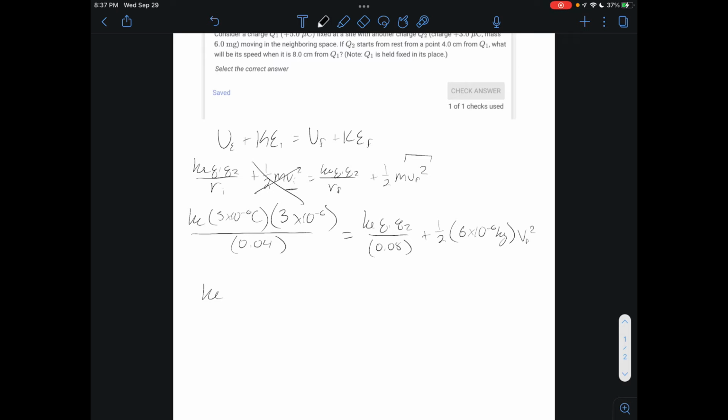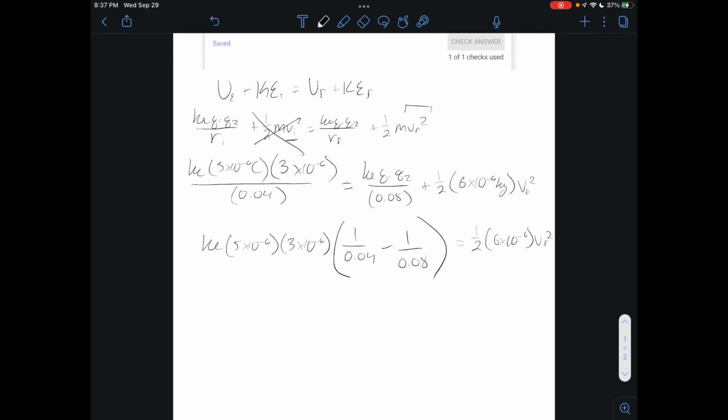So you can just real quick subtract this term over to the other side, but I'm also going to factor out the top, because this top is the same, because the charge doesn't change. So it's going to be Ke times 5 times 10 to the negative 6 times 3 times 10 to the negative 6, all times 1 over 0.04 minus what we subtracted across, which is 1 over 0.08. And that's going to be equal to 1/2 times 6 times 10 to the negative 6 times v final squared.